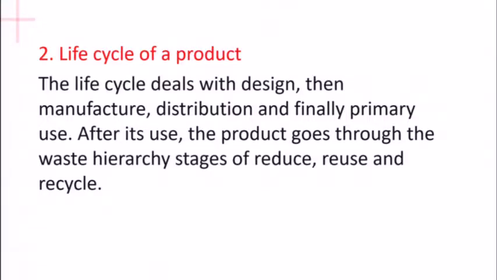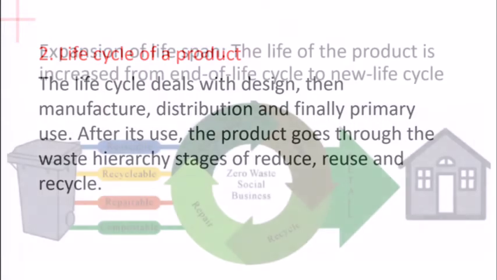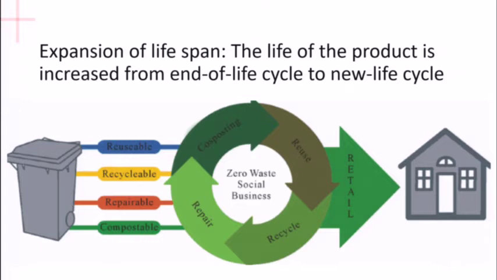The second principle is extend the life cycle of the product. The life cycle begins with design, then manufacture, distribution, and finally primary use. After its use, the product goes through the waste hierarchy stages of reduce, reuse and recycle. Expansion of the life cycle. What does it mean? The life cycle of the product is increased after the life has ended for the product. For example, we come to the end of the life cycle and then we try to find out how to reuse the product. We try to recycle, repair and do composting. So, when we do all this, we are extending the life of the product and we increase the life of the product so that the number of years extends and the energy and resources are saved. Each stage in the life cycle allows for policy intervention so that the policy is designed for minimum waste and also for the use of the product to be extended.